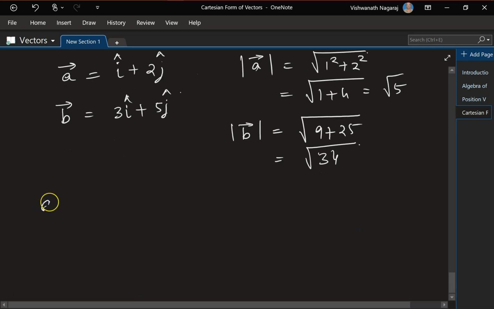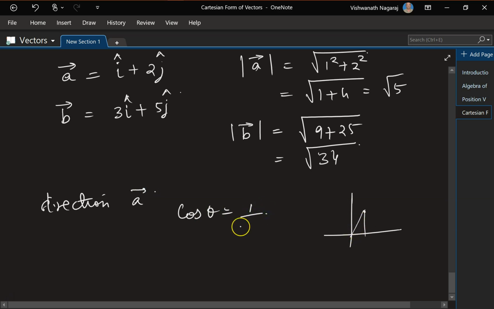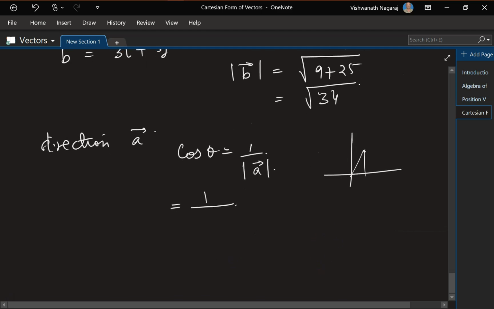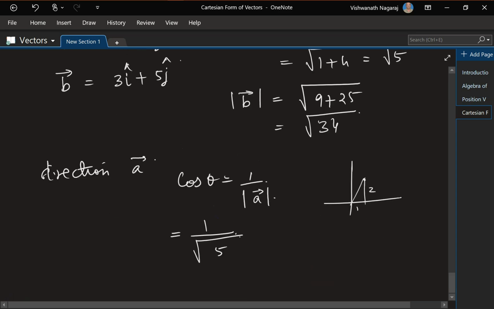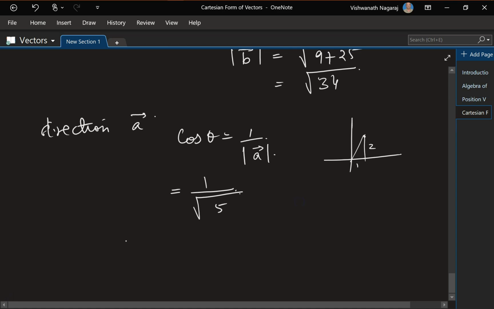Now the direction of vector A would be what? Cos theta is equal to adjacent side, which is 1, by hypotenuse. Hypotenuse would be what? Magnitude of A. Now magnitude of A would be what? We know this is 2, this is 1. So by Pythagoras theorem, 1 square plus 2 square, that is square root of 5. So cos theta is equal to 1 by root 5. So theta is equal to cos inverse of 1 by root 5.